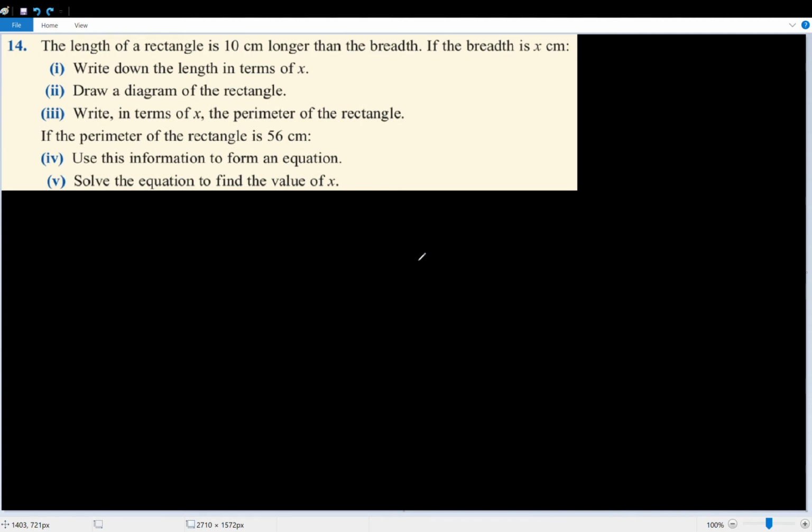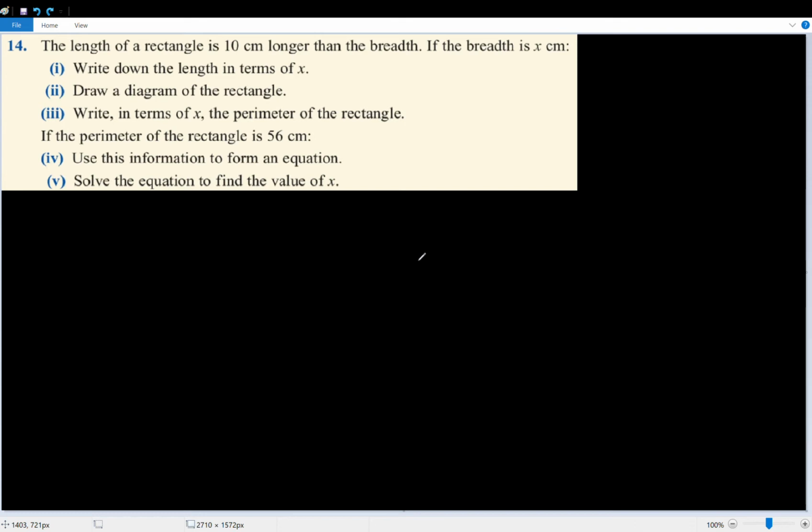Okay, so we're going to take a look at question 14 from exercise 35.1. I'm going to read through it carefully and make sure we completely understand what's going on, because some of the language in this seems to catch people up sometimes. So, the length of a rectangle is 10 centimeters longer than the breadth.